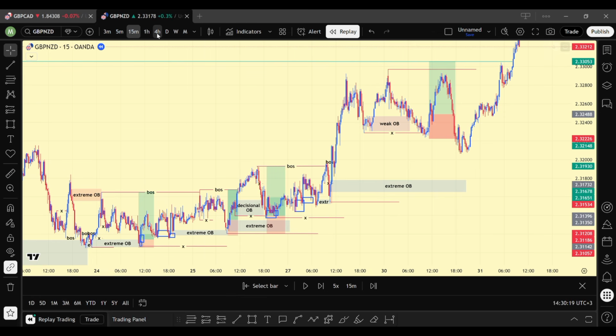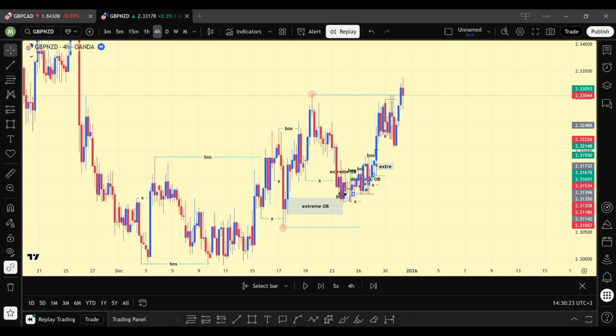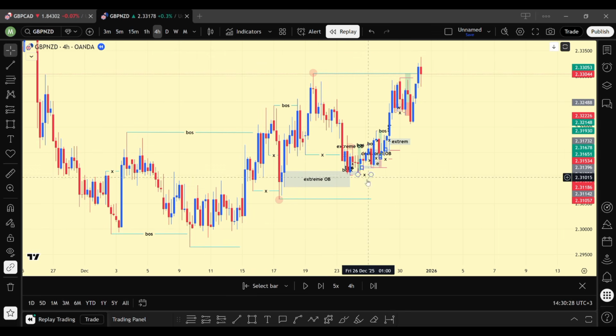By the way, this was a move that I anticipated and posted on my free Telegram channel. Of course, I said that upon mitigation of this extreme of B, price will extend all the way towards this external liquidity. So this was a move that I anticipated and I posted it on the free Telegram channel as well as on my X.